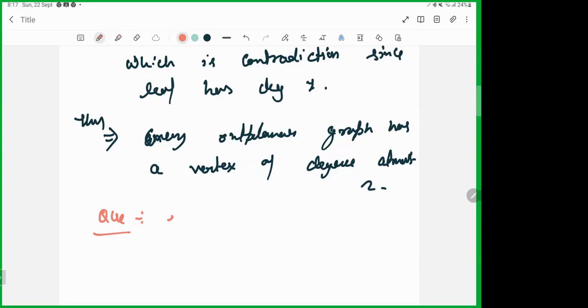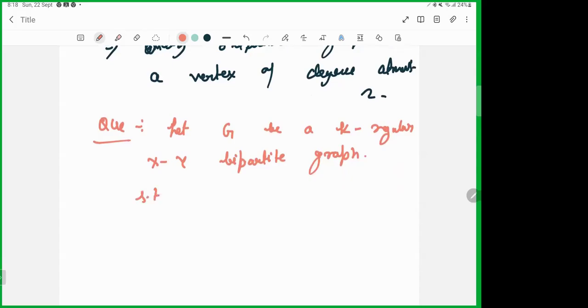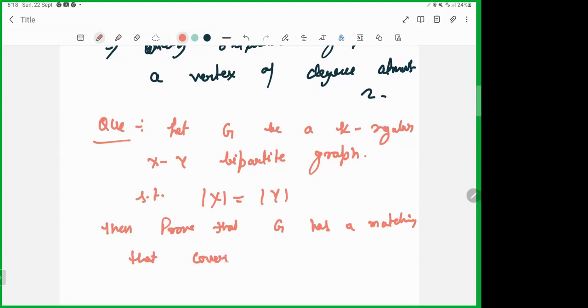So let G be a k-regular XY bipartite graph such that the cardinality of X is the cardinality of Y. Then prove that G has a matching that covers X. Has a matching that saturates, sorry, covers X.